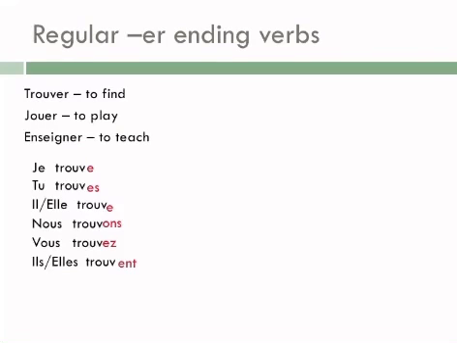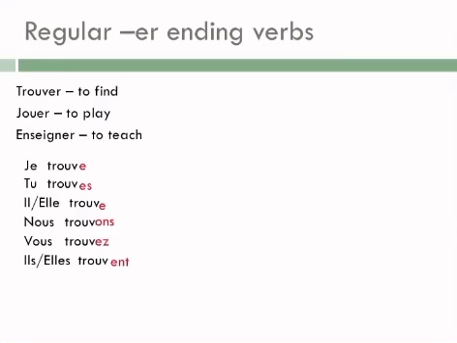Now we have conjugated this verb trouver in present tense, but what does it mean in English? Je trouve. In English it means I find and I'm finding. It carries two different meanings because in French we don't have two or three present tenses. We just have a single present tense, and if you conjugate any verb in present tense, it will have two different meanings, one in present continuous and the other in present simple.